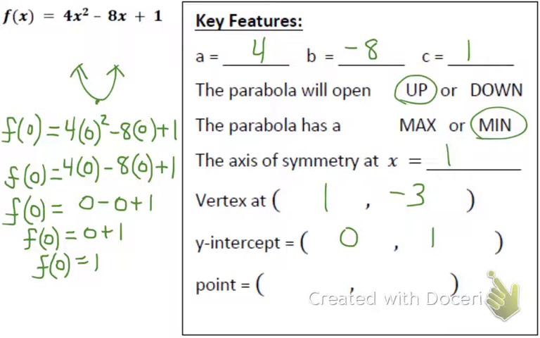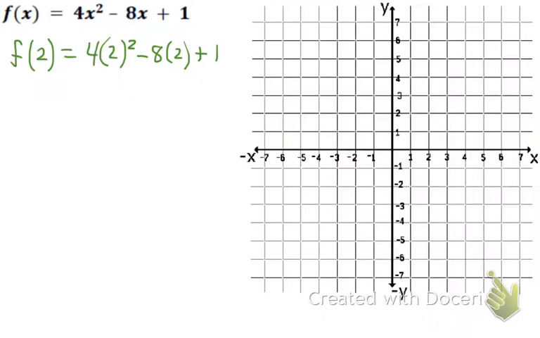Let's find an additional point. We want to stay fairly close to the vertex because the graph will either rise really quickly or decrease really quickly. So we want to stay close to the vertex. So to the right of that axis of symmetry, I'm going to put 2 in.